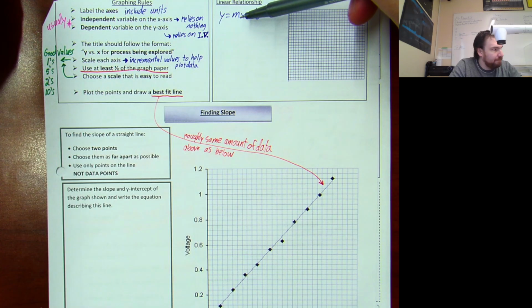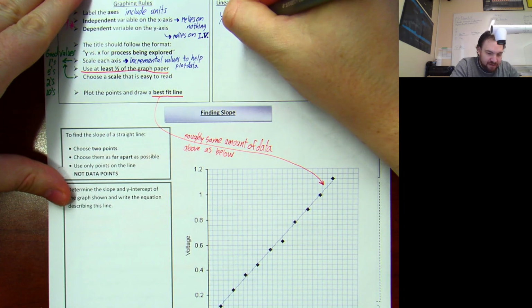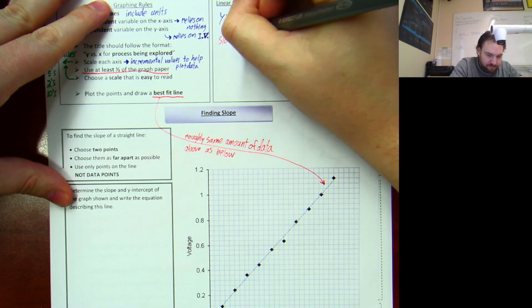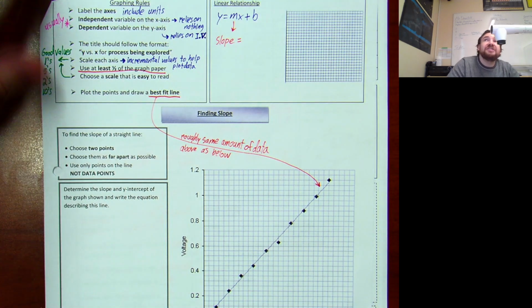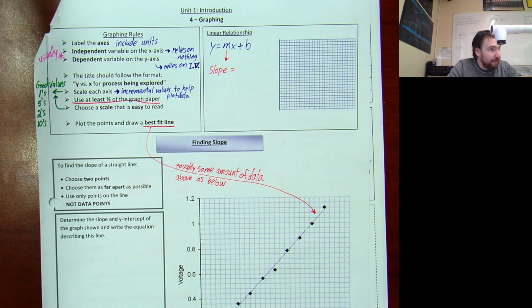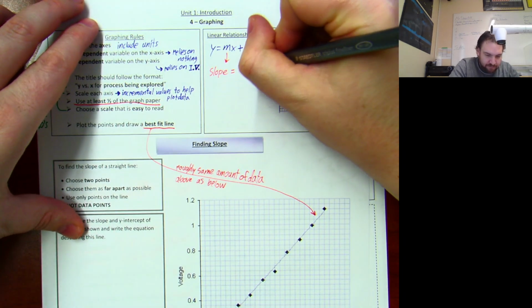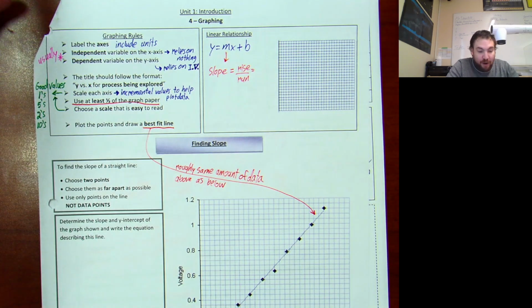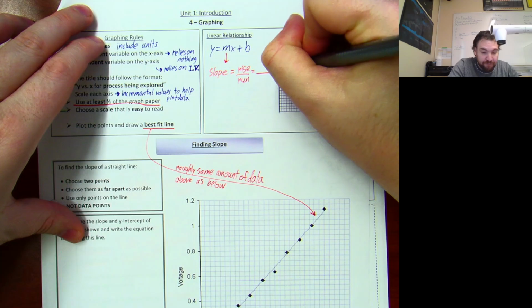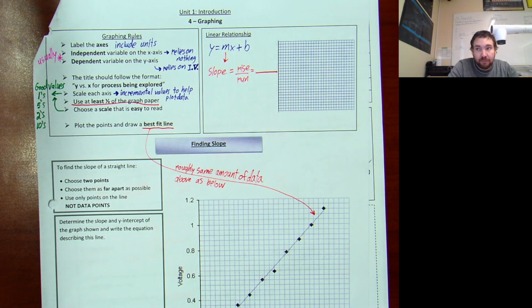What's M? M is slope. Slope is equal to what? Or conceptually, slope is equal to what? Yeah. Rise over run. Now, practically, what is slope equal to? Like, if you have to give me an equation for it, how would you calculate it?